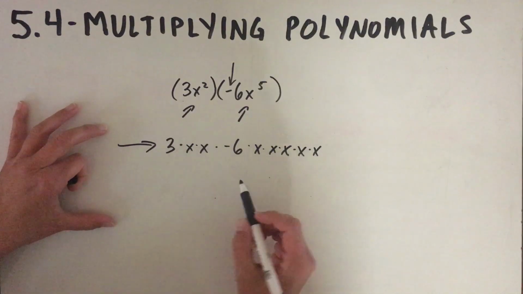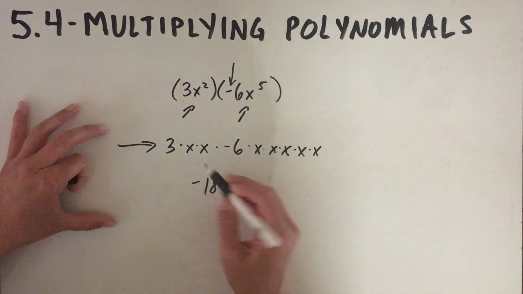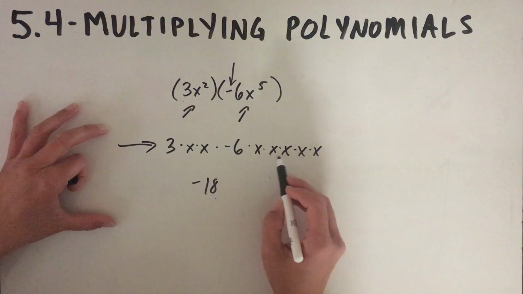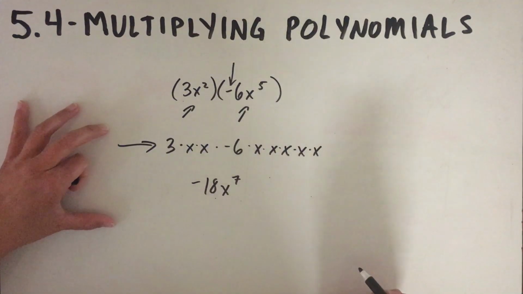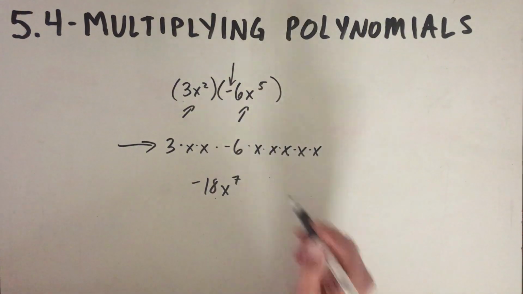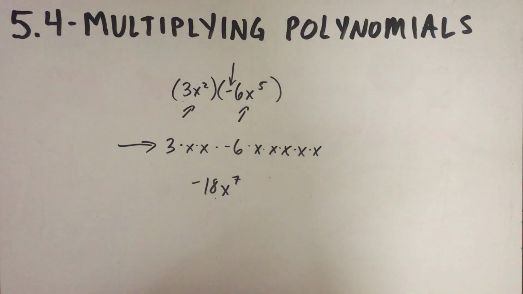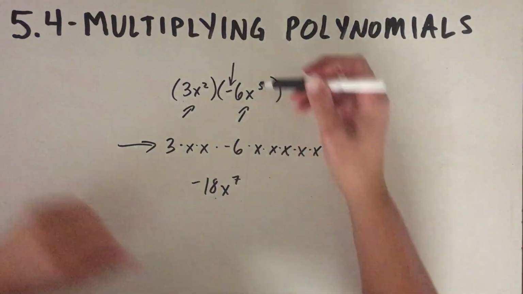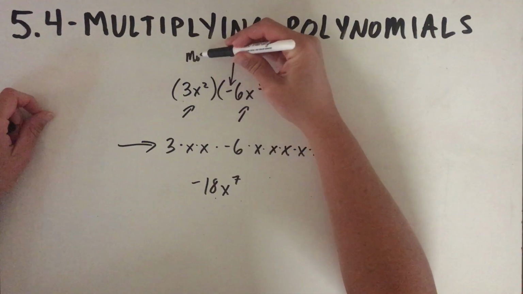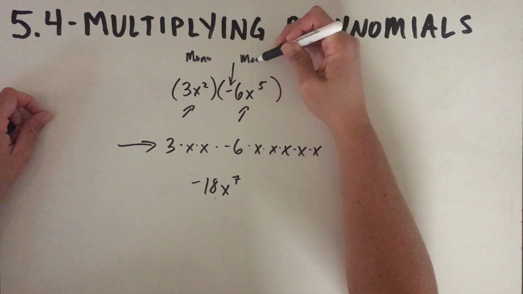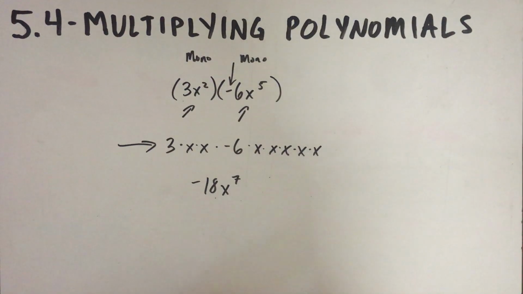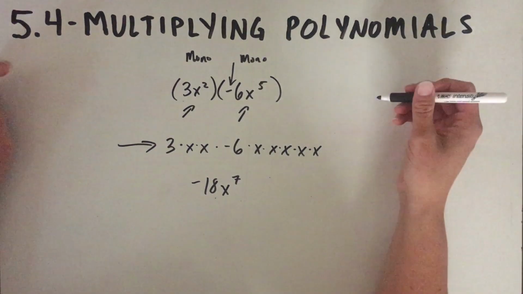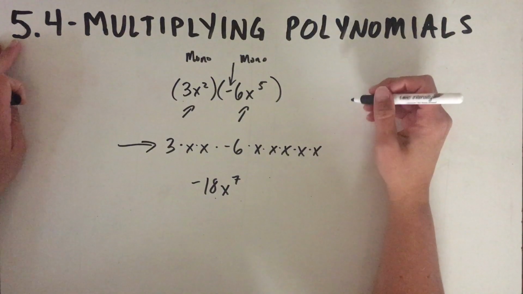So I'm going to take 3 times negative 6 and get negative 18. And then I'm going to count 1, 2, 3, 4, 5, 6, 7. I have 7 x's related through multiplication. Of course, we could use our rules of exponents and say 2 plus 5 is 7. But a monomial times a monomial is just a constant stream of multiplication. So you're literally just multiplying together what you were given. Okay, you might have two things, you might have three things.